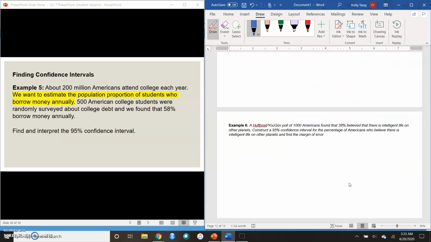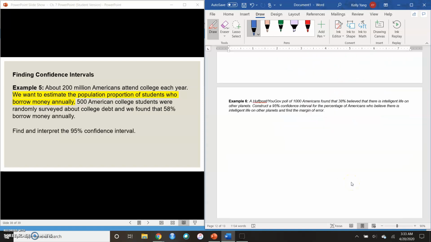In the next example, which I'll have to do using a different video, I'm going to go through another example and then also find the margin of error.